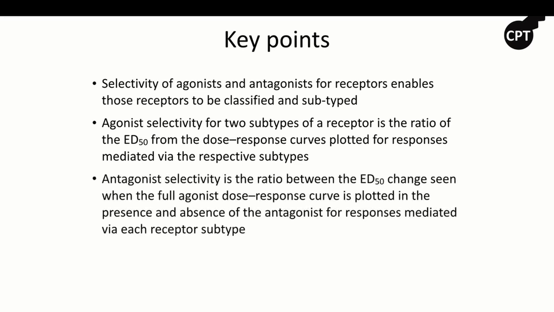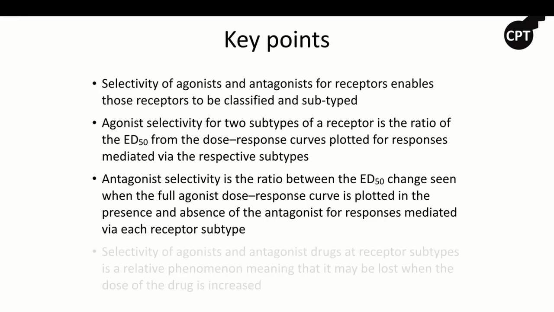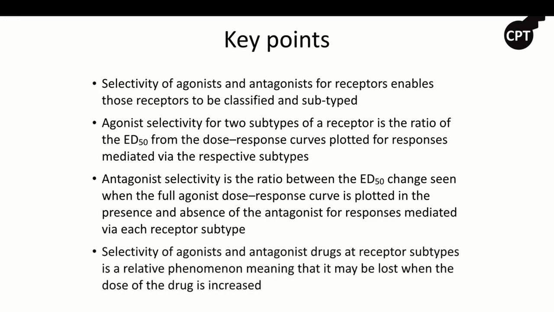Antagonist selectivity is the ratio between the ED50 change seen when the full agonist dose-response curve is plotted in the presence and absence of the antagonist for responses mediated via each receptor subtype. Selectivity of agonists and antagonist drugs at receptor subtypes is a relative phenomenon, meaning that it may be lost when the dose of the drug is increased.